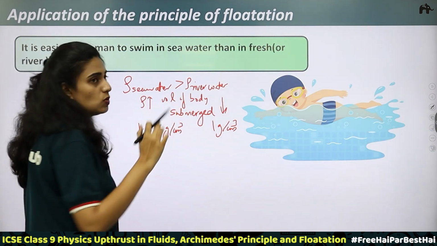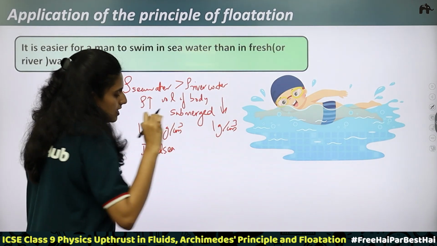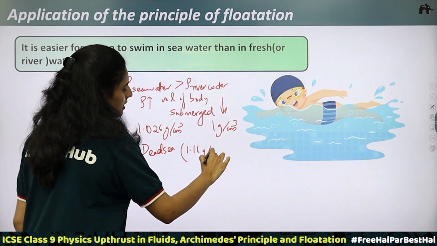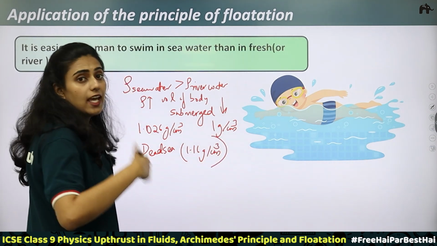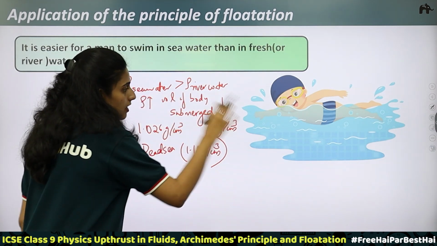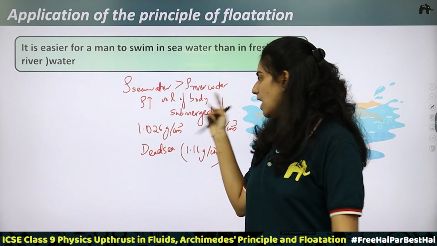So it is very easy to swim in the Dead Sea. Here the density of water is just 1.16 gram per centimeter cube. So the density has again increased, which means the volume of the body that is submerged in the liquid will be less, okay, compared to other cases.